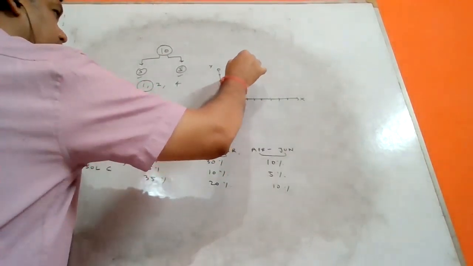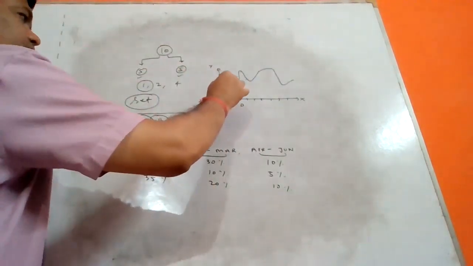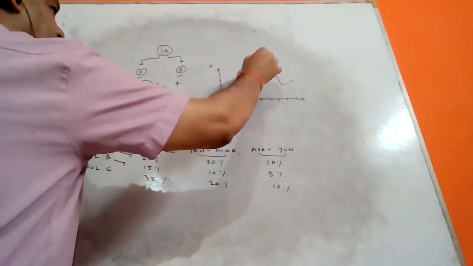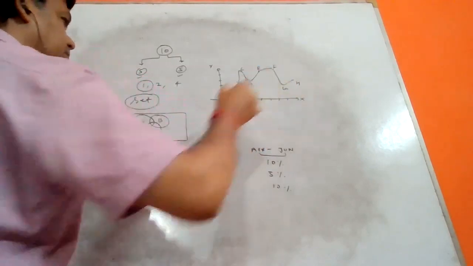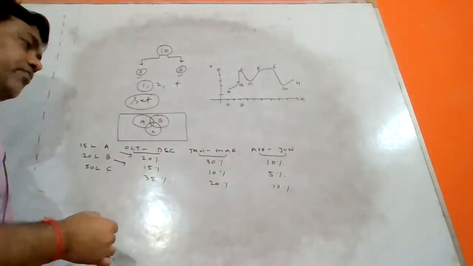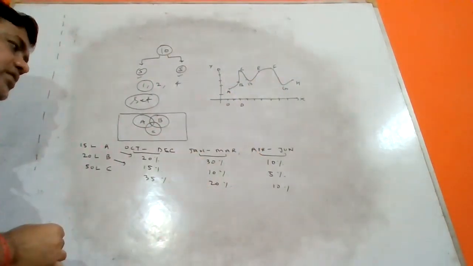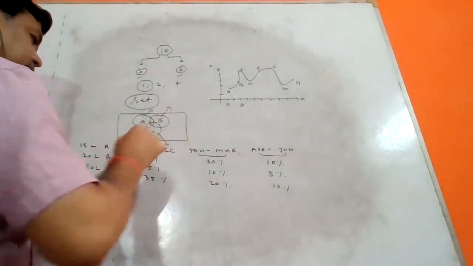If you join them, you create a graph with point A, point B, point C, point D, point E, point F, point G, and point H, right? We can make this graph from this data. And from this data, this is your city A, this is city B, and this is your city C.